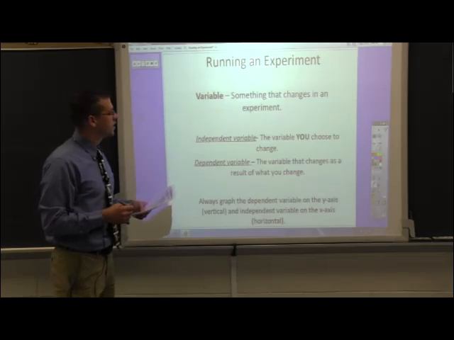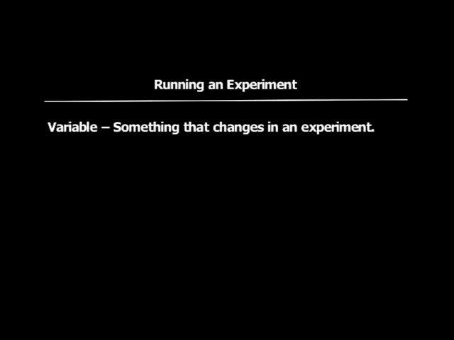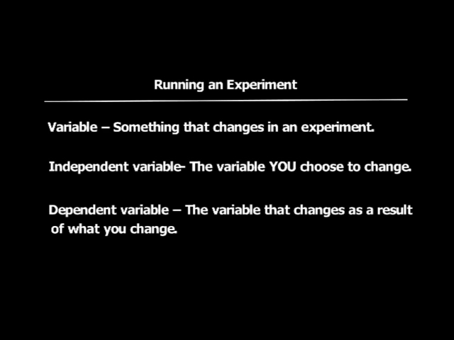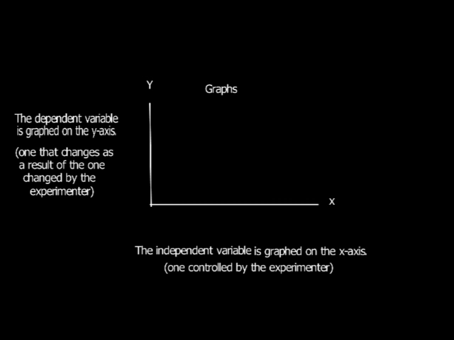All right, first thing we're going to talk about is a variable. A variable is just something that's going to change in an experiment. The first type of variable you can have is the independent variable. The independent variable is the variable that you choose to change in the experiment. The dependent variable, on the other hand, also changes, but it's the variable that changes as a result of what you change. You're always going to graph the dependent variable on the y-axis, which is the vertical axis, and the independent variable is going to be graphed on the x-axis, which is your horizontal axis.